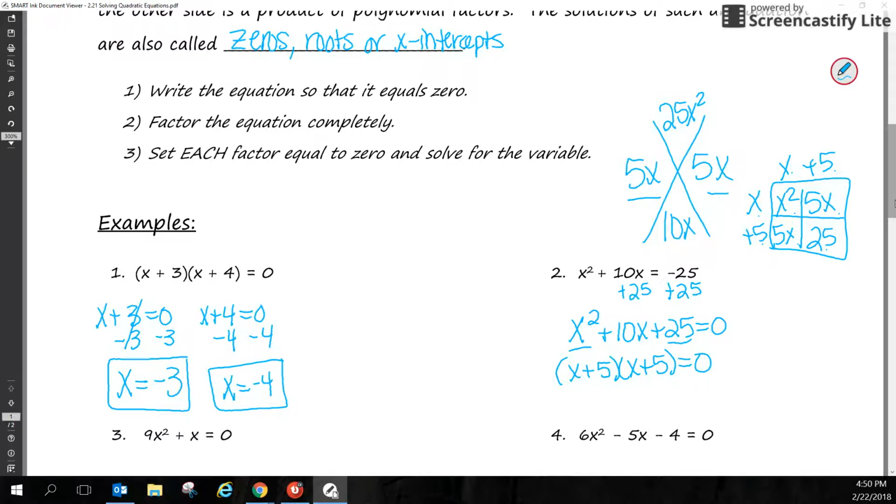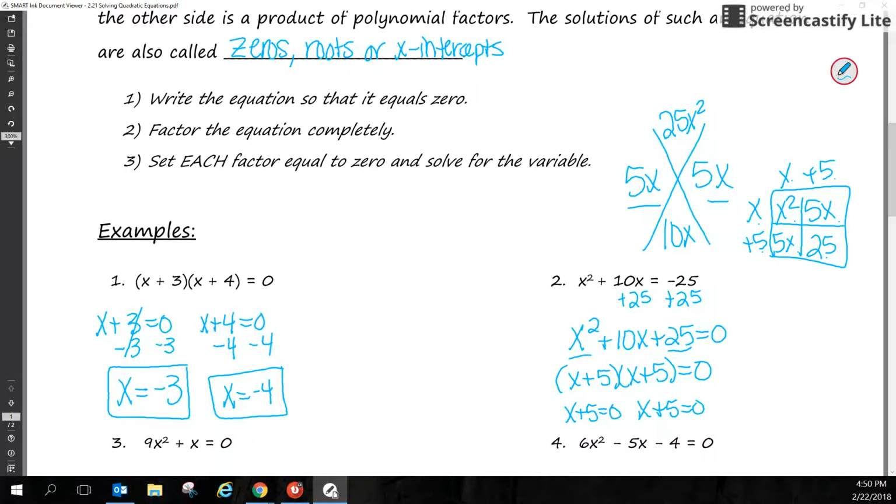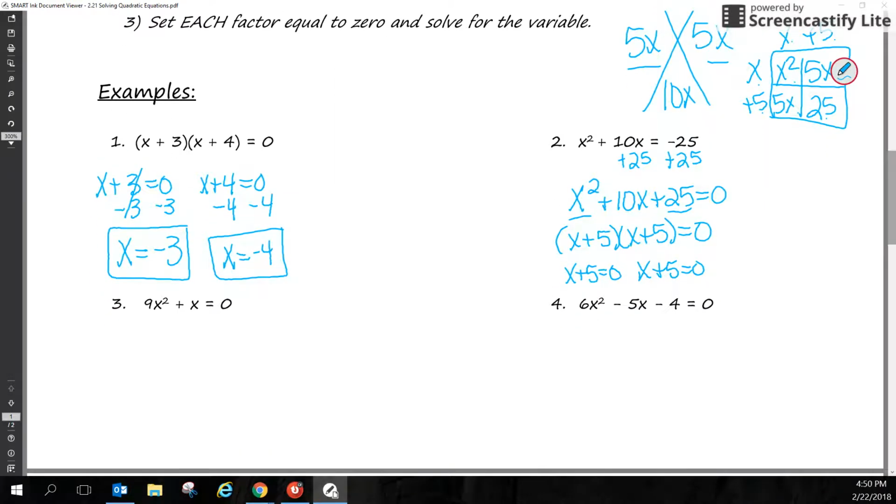And now we want to set both of these factors equal to 0. So x plus 5 equals 0, or x plus 5 equals 0. Since these factors are the same factors, you don't have to do it twice. You can do it just once. I'm going to do it just once over here where I've got room. So I want to get x by itself. I'm going to move the 5 over by subtracting it, and x is equal to negative 5.